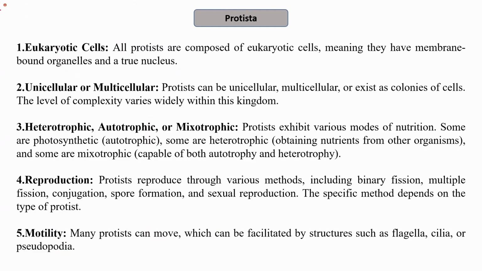First and foremost, a very important character is that the organisms of kingdom Protista are eukaryotic in nature. We learned about prokaryotic cells and eukaryotic cells in the last lecture. Prokaryotic cells lack membrane bound cell organelles, while eukaryotic organisms contain cells having membrane bound organelles and a true nucleus.